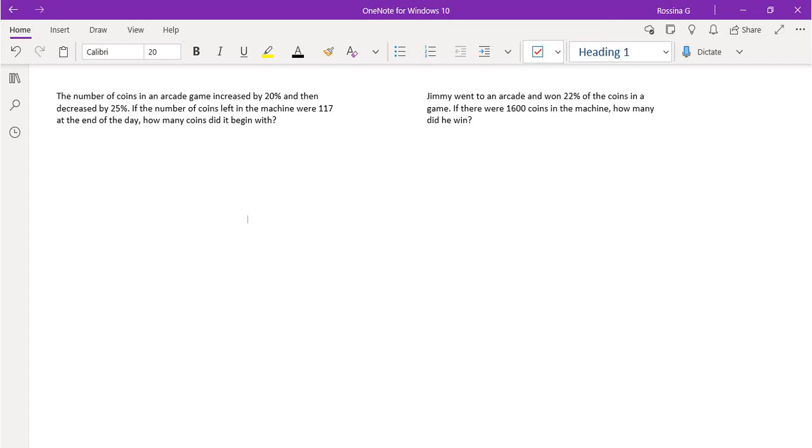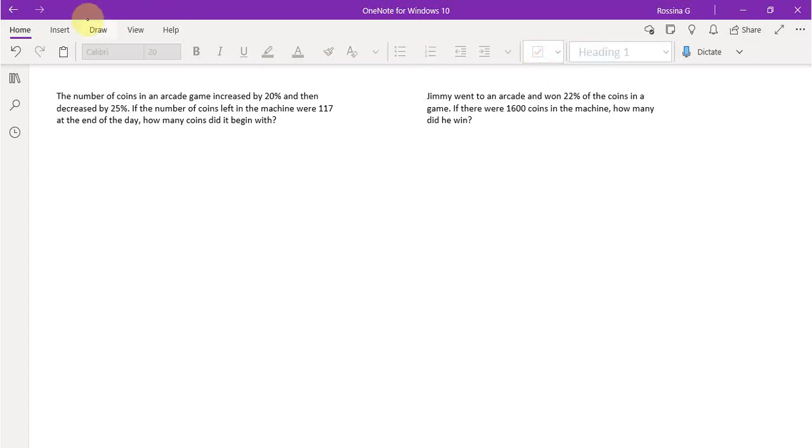So here we have two word problems that are both in the context of going to an arcade, where you put coins in a machine and try to win coins back as prizes. The two word problems are very similar, but there is a slight difference, and I want to show you how they are different and how you approach them differently.